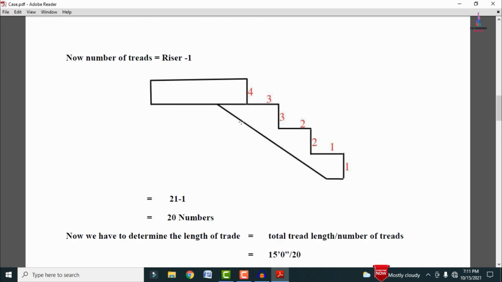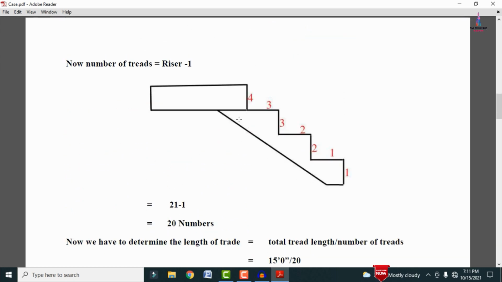After calculating the risers, now we have to calculate the treads. The formula is: number of treads equals number of risers minus 1. Now I will explain this formula. Let us consider a staircase with 4 risers, numbered 1, 2, 3, 4. It will have 1, 2, 3 treads.